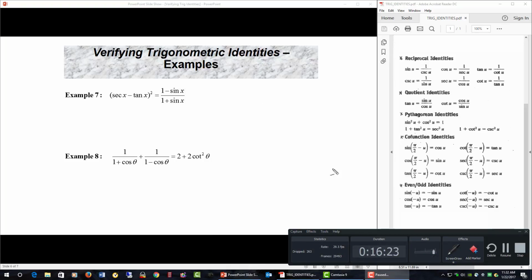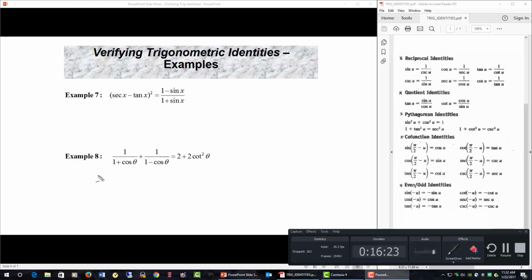All right, continuing the video, these last few examples are so large that I kind of had to get rid of one to put the next one. So we're going to look at example 8 next, which is verify that 1 over 1 plus the cosine of some angle theta plus 1 over 1 minus cosine of theta will give us 2 plus 2 times the cotangent squared of theta. And again, the difficulty level is going up.